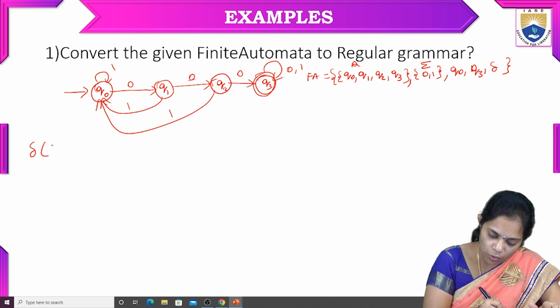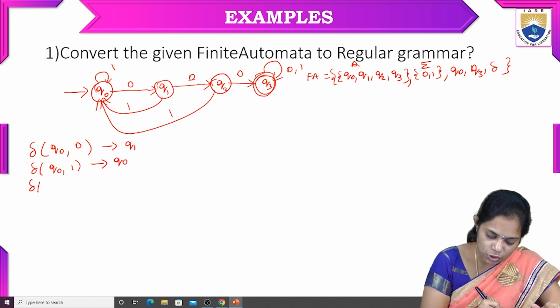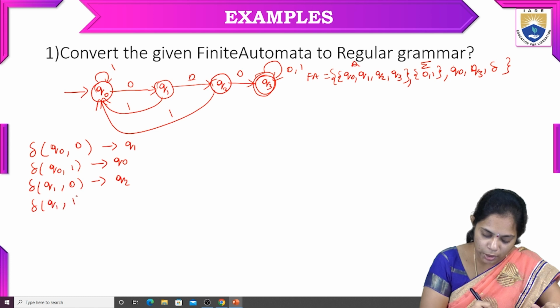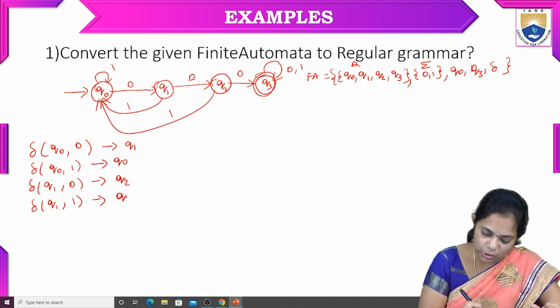So transition of q0 comma 0 as an input, it is reaching the state q1, and transition of q0 comma 1, it is reaching the state q0, and transition of q1 with the input symbol 0, it is reaching q2, and transition of q1 comma 1, it is reaching q0.